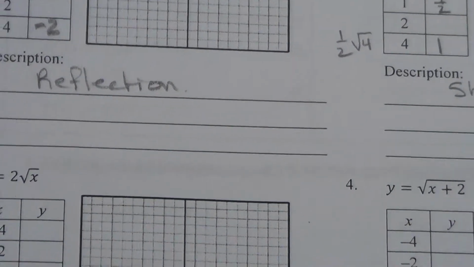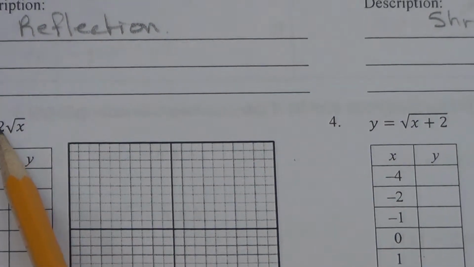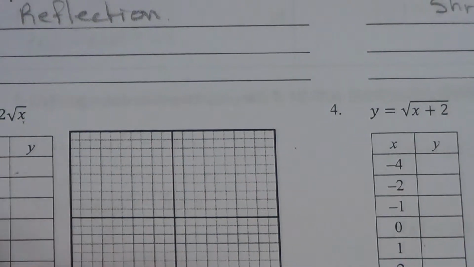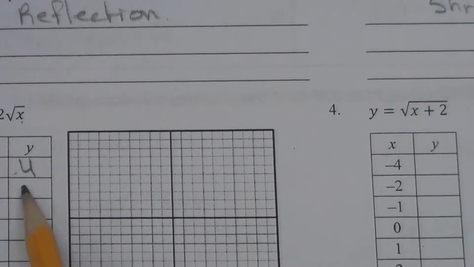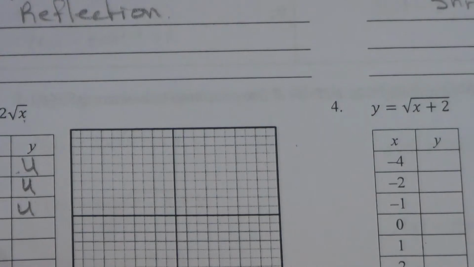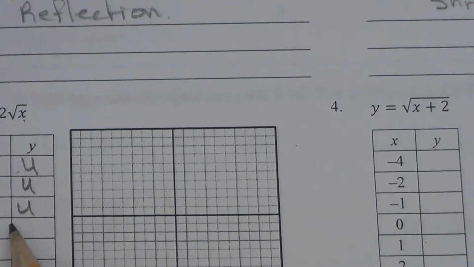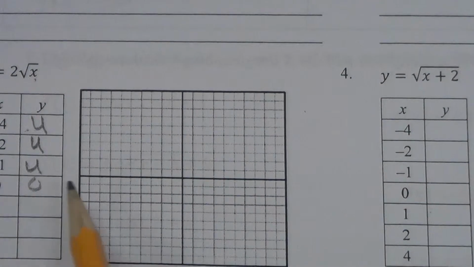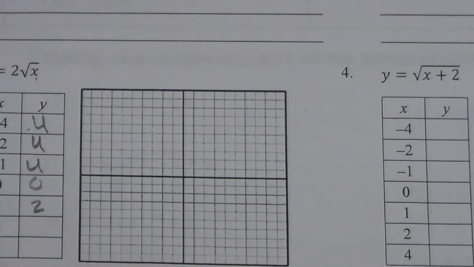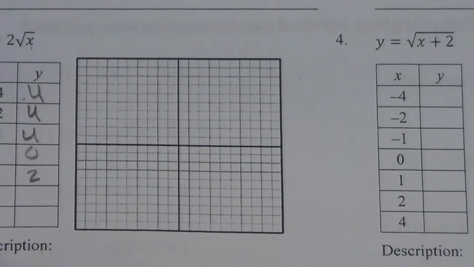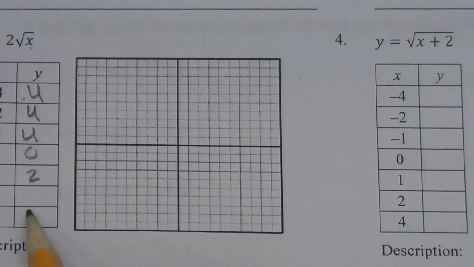So the next one, you would go 2 times square root of x. Square root of x being -4. We cannot have a real answer to the root of -4, so it's undefined on this graph. Undefined and undefined, all due to the negatives. Now, square root of 0 is 0, times 2 is 0. Square root of 1 is 1, times 2 is 2. Square root of 4, we skip 2 because it doesn't come out nice without the calculator. Square root of 4 is 2, times 2 is 4.